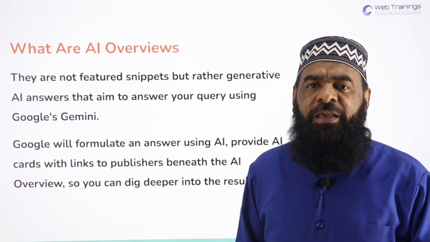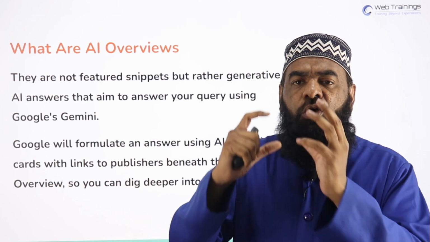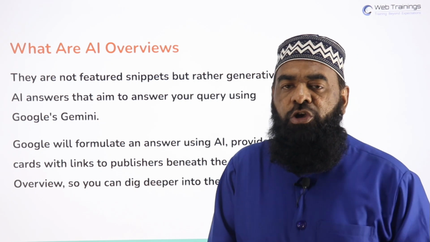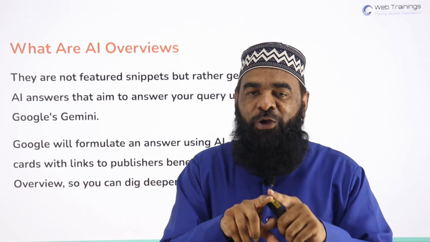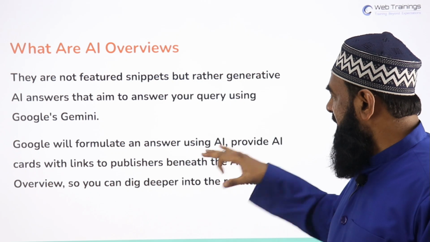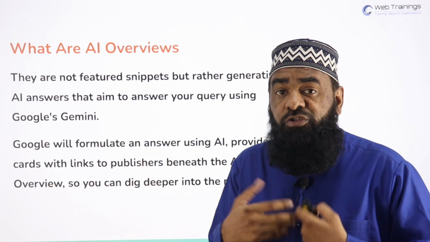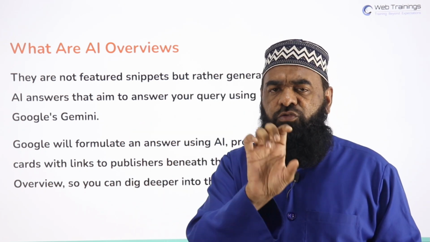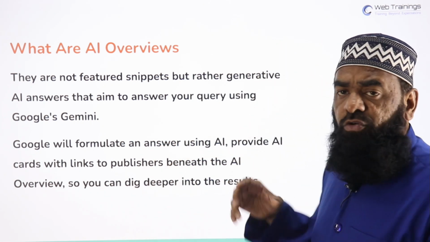In other words, what Google is trying to do is, if somebody asks why the sky is blue, it will generate the answer via its Gemini AI and display that answer right on top of the Google search result itself. Google will formulate an answer using AI, provided with AI cards with links to publishers beneath it, meaning instead of just showing the answers, they will also provide links to relevant answers on the topic from relevant websites as well. So the overview lets you dig deeper into the results. So you have an answer.